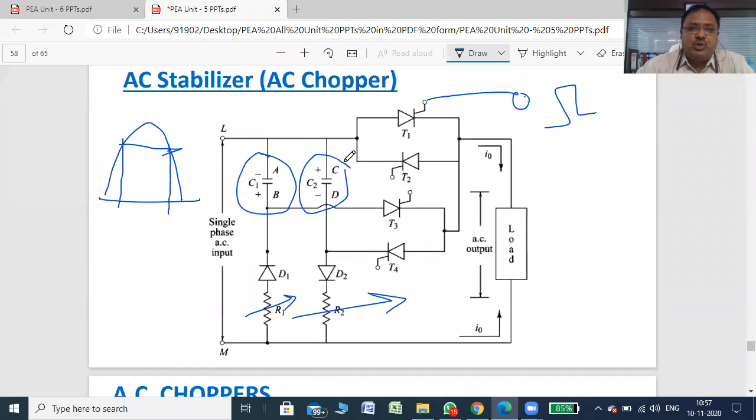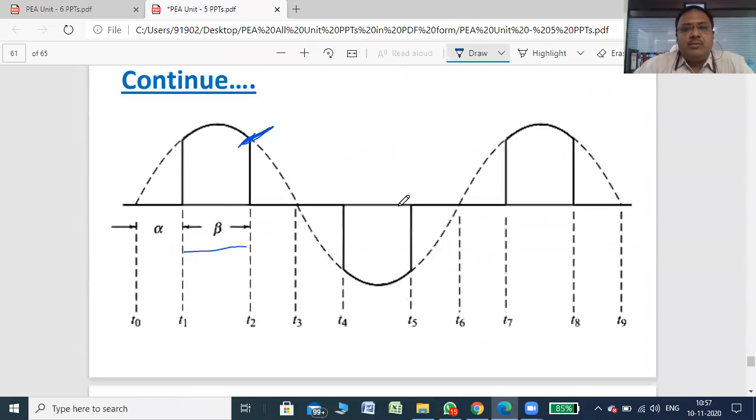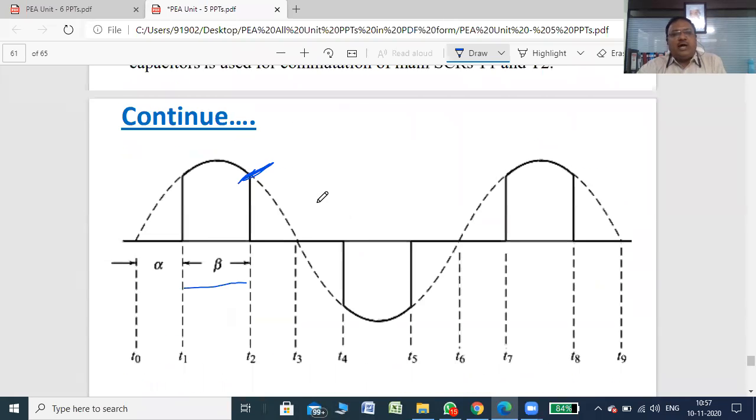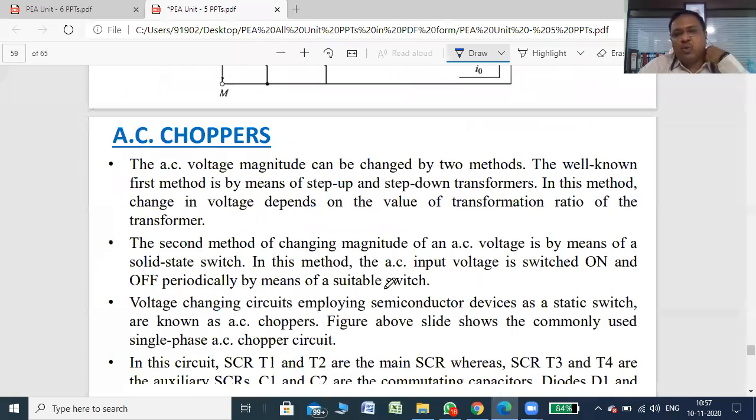Similarly, capacitor C2 is used to turn off thyristor T2. Now, mode 1 as shown in the figure above. During the first positive half cycle of the supply voltage, thyristor T1 is triggered at instant T1 with the firing angle alpha. The current flows through the path L, SCR1, load, and back to M, as I already told you.